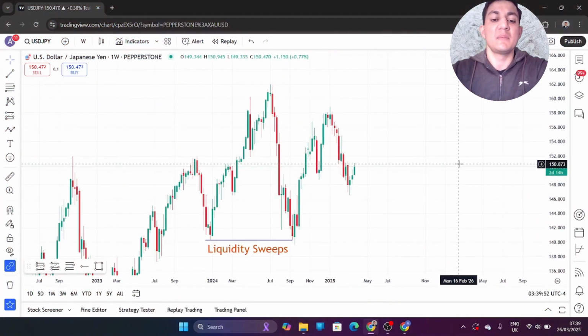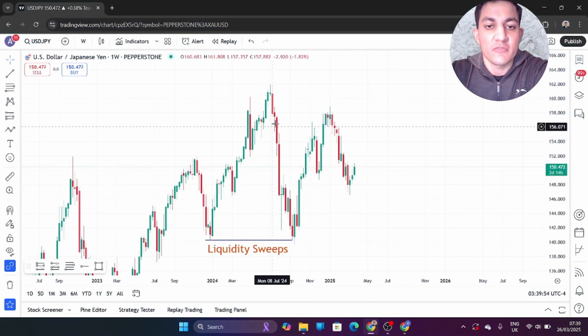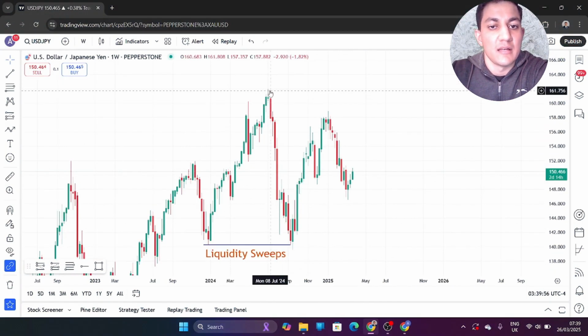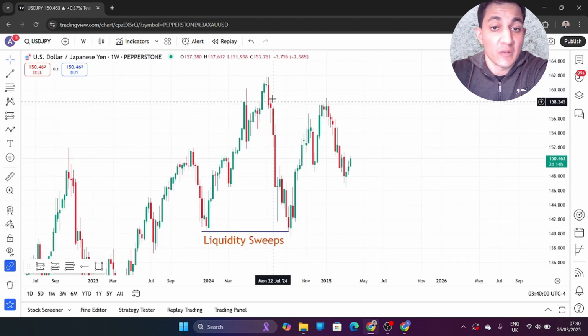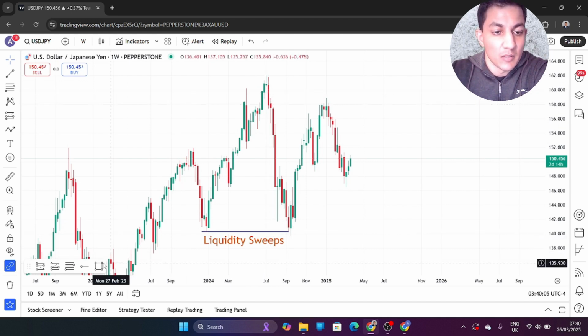Now that liquidity has been swept at this low here, the next thing we do is we study this high here, right? Has the liquidity been taken here? No, right? And this is really, really important. Really, really important right here. Here is a fair value gap, right? It's a bearish fair value gap.